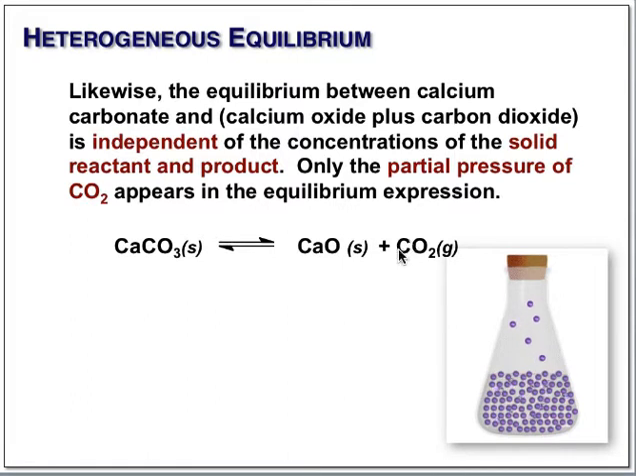Likewise, if we had something like this, calcium carbonate in equilibrium with calcium oxide and CO2. Calcium carbonate and calcium oxide are solids. The CO2 leaches out slowly. Neither of these solids undergo a significant change in concentration, so we say the constant is simply due to the partial pressure of CO2.